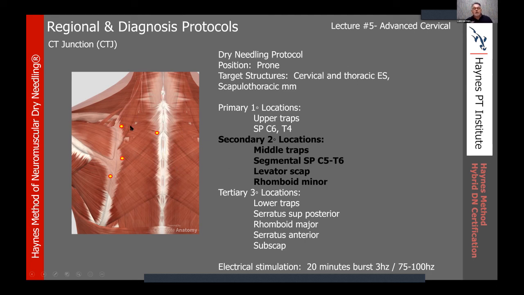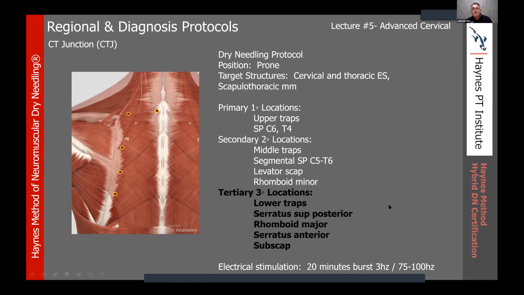Here I would actually throw in levator scap and then rhomboid minor. So we'll want to catch all of the area right here. And then finally, our tertiary locations, our lower traps, which again, we'll get to next lecture. Serratus superior posterior, which is right here. And then rhomboid major, serratus anterior, and then subscapularis, which will catch all of these underneath on the anterior aspect of the scapula.